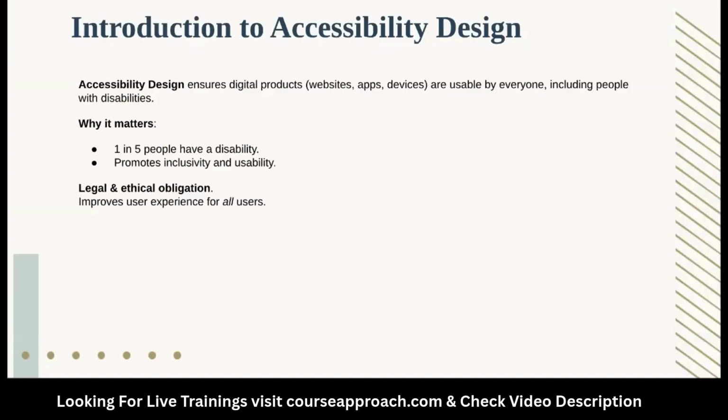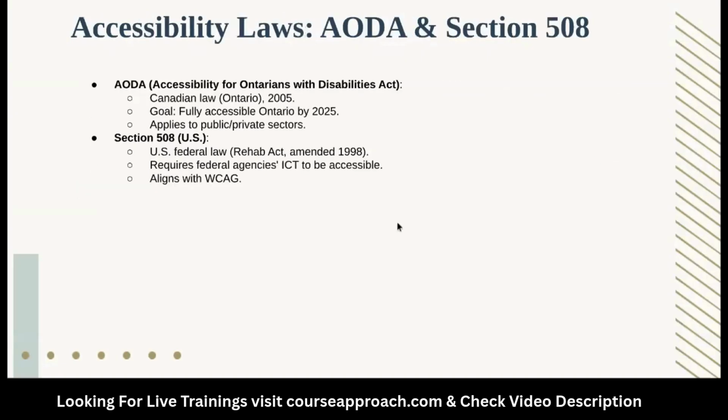Why it matters is that 1 in 5 people have a disability. So we should promote inclusivity and usability for all users, and there are even legal and ethical obligations. All users should have accessible design available to them, even people who are especially abled. For that, accessibility laws have been improvised and included by multiple governments all over the world.